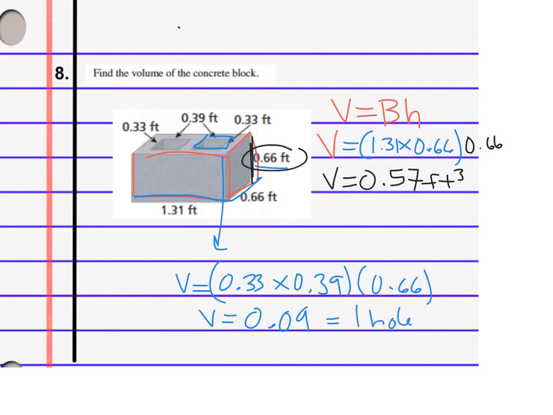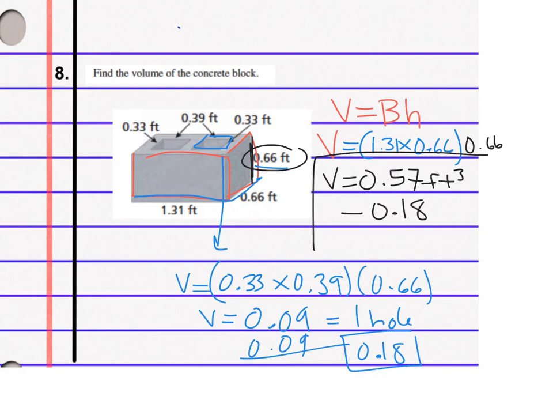There are 2 holes, so if I multiply that by 2 or add it, the volume that I'm subtracting out of the 2 holes is 0.18. So if I take the big volume, back up here, the volume of the whole shape, and subtract out the holes, the volume of this concrete block is 39 hundredths cubic feet. So I found the volume of the whole shape up here, I found the volume of one hole, I doubled it, and I subtracted.